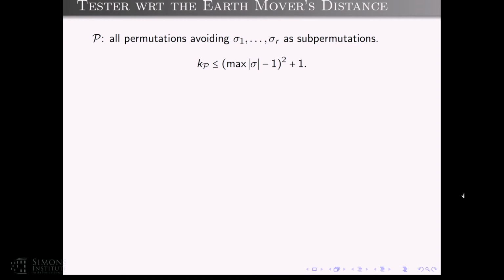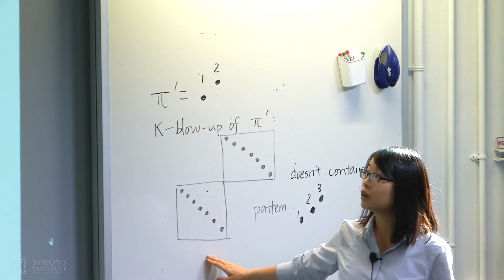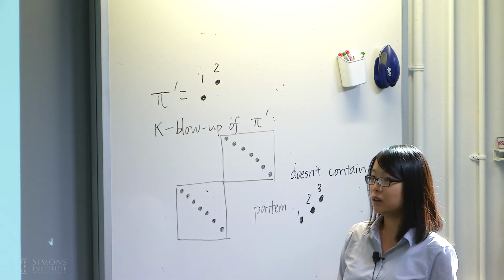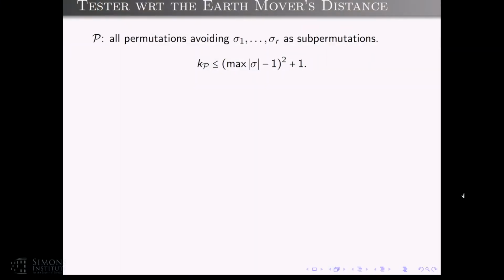So basically it says if we only allow monotone increasing or decreasing fillings in each block in the blow-up, then as long as the block size is at least the largest length of the permutations you are avoiding, then if any K permutation is not in this property, the side length of sigma is going to be enough.